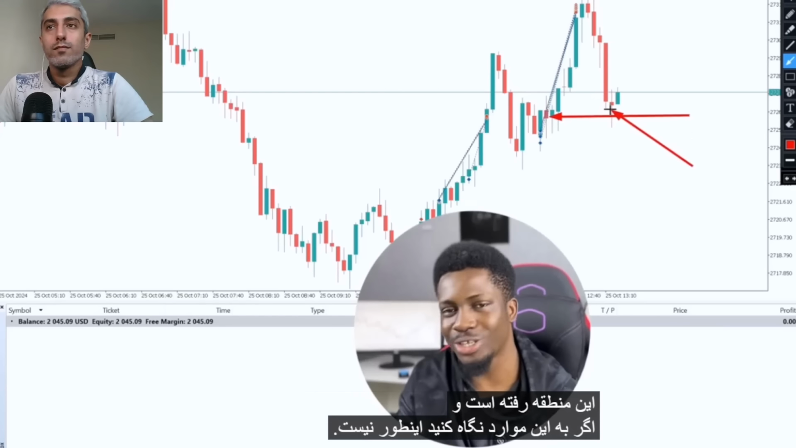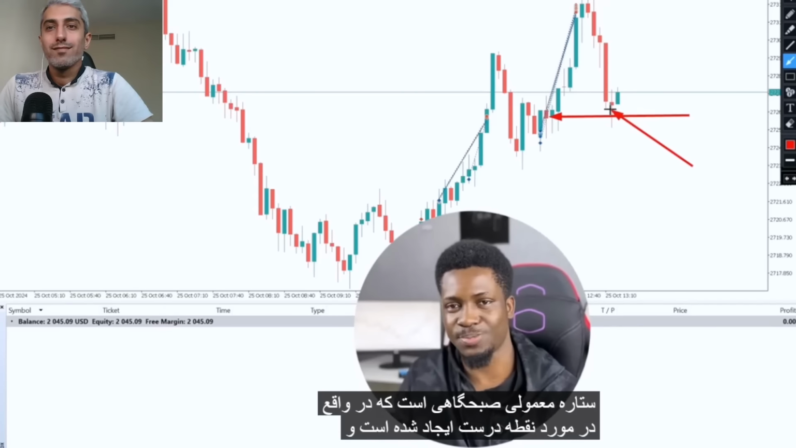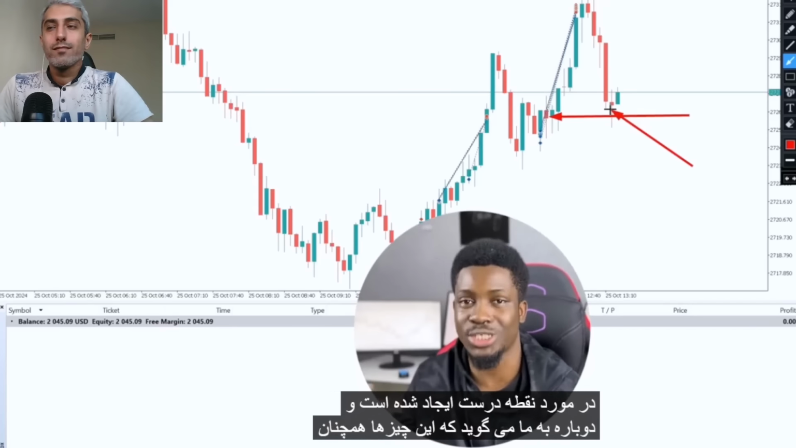If you look at this stuff, what candlestick is this? This is actually a normal morning star, right? That actually got created at about this spot, telling us again that this particular stuff is still going to push up.